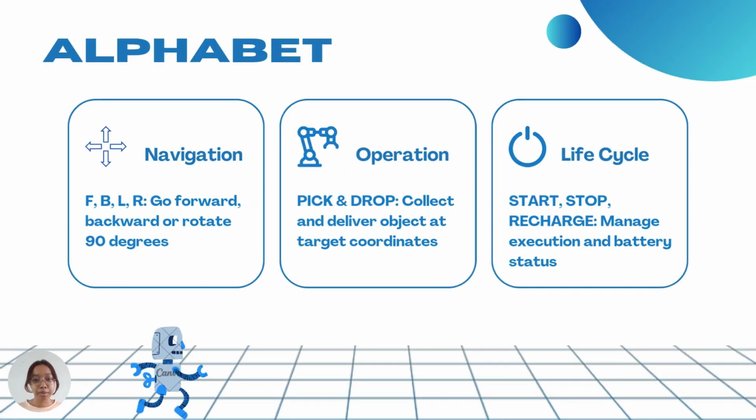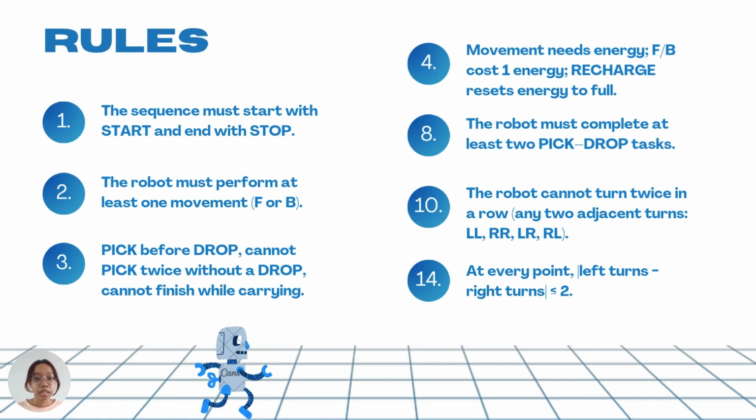My name is Usapir and I'm going to talk about the next part, the alphabet. To assist with the navigation of our little robot, we divided the commands into 3 categories. The navigation commands consist of going forward, backward, or turning left or right. The operation commands consist of picking up an item and dropping the item. The life cycle commands consist of starting, stopping, or recharging. Next, we'll talk about the system rules.